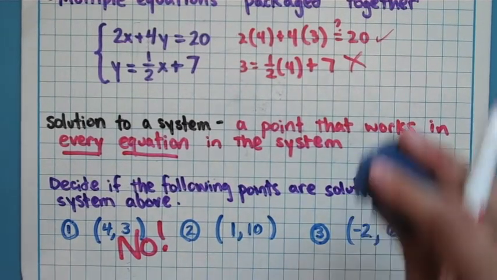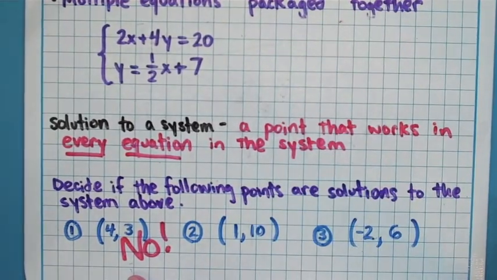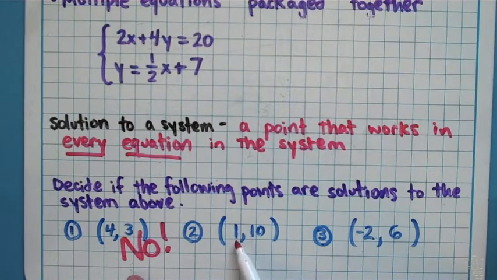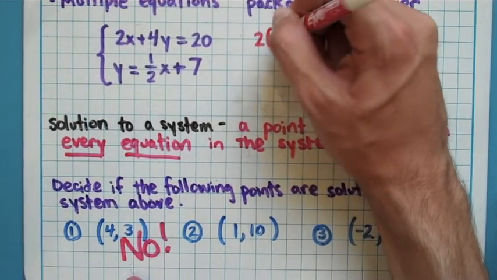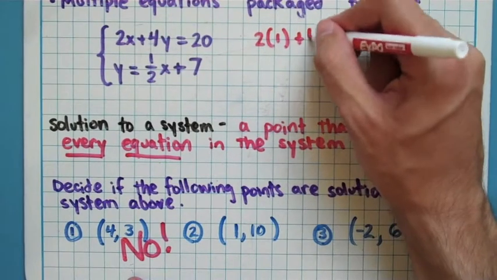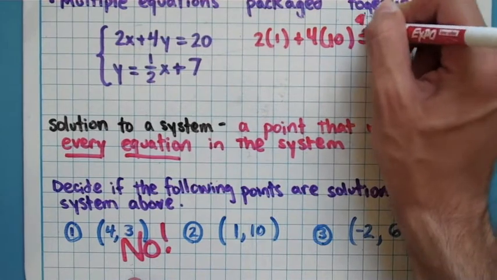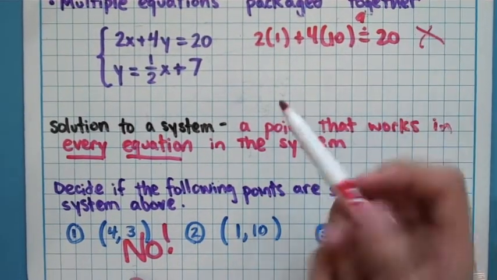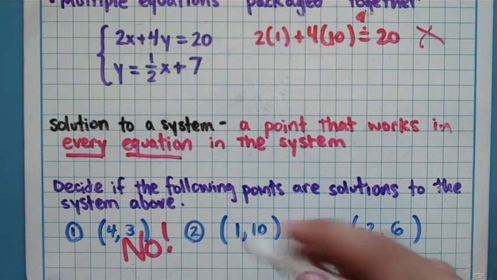I'm going to go ahead and erase this work, and let's try out our second point. Again, if I hand you a random point, you should be able to tell me if it's a solution or not. If I plug in this number for x and this number for y, in the top equation I get 2 times 1 plus 4 times 10. I want to know if that equals 20. I'm going to get 2 plus 40, that's 42, not even close. And since it didn't work in the top equation, I'm not even going to bother plugging into the bottom one, because it's clearly already not the solution.